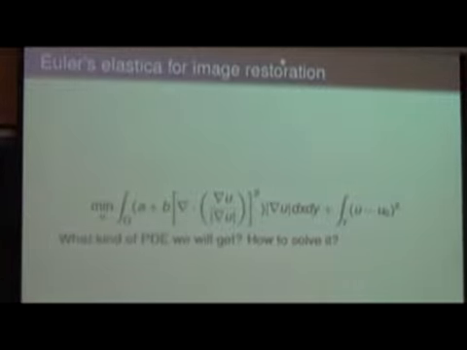Another thing is that it is computationally very costly, because it is a fourth order PDE, so you must use a very small time step. For ROF, if you use explicit time marching, it takes about a few thousand steps. But for this one, with explicit time marching, it takes millions of time steps. It's not a few thousand, it's really millions.